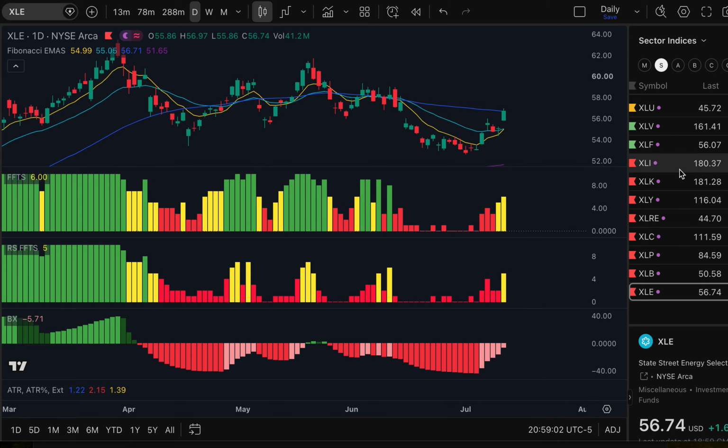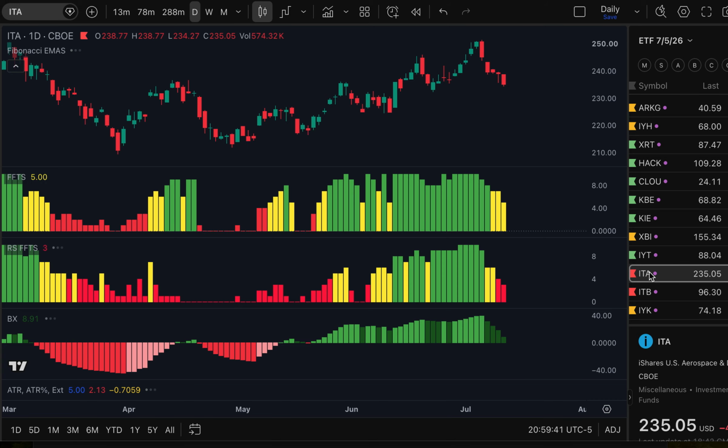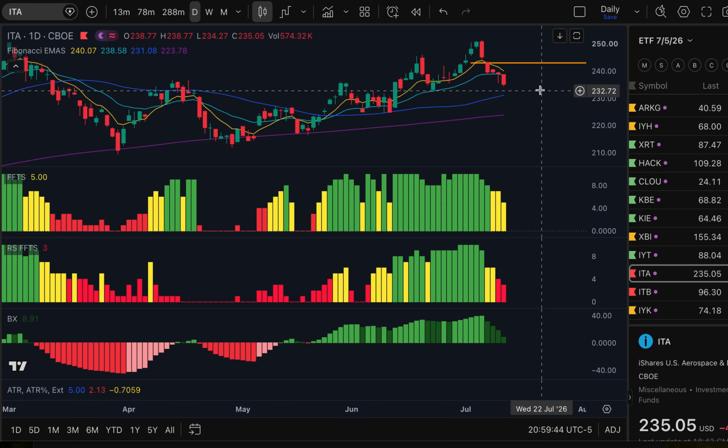Okay, so those are the sector ETFs. We can see the strength has been in healthcare and financials. And last week I had selected 12 sort of group level ETFs, and some of them have held up and some of them have fallen back. So in particular, let's look at ITA, the aerospace and defense sector.